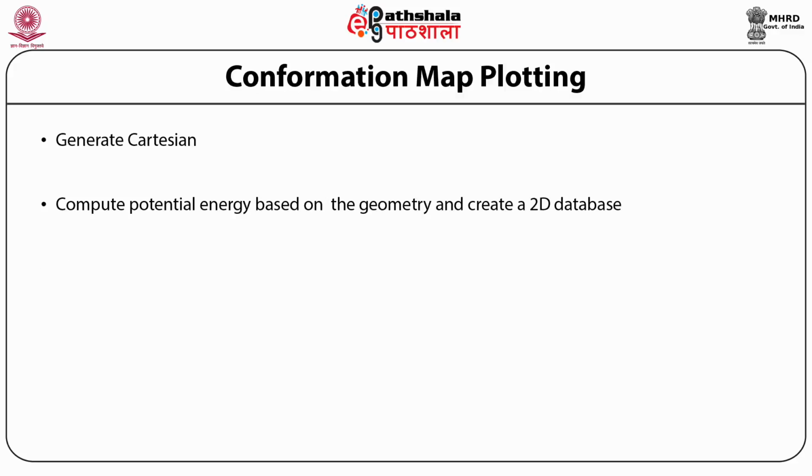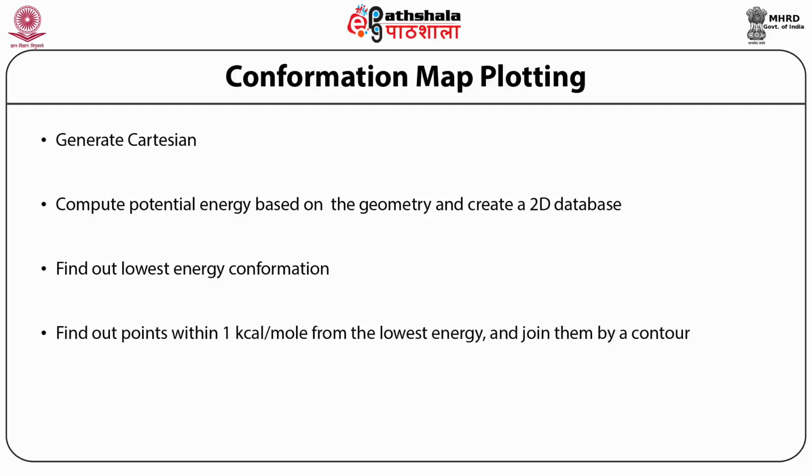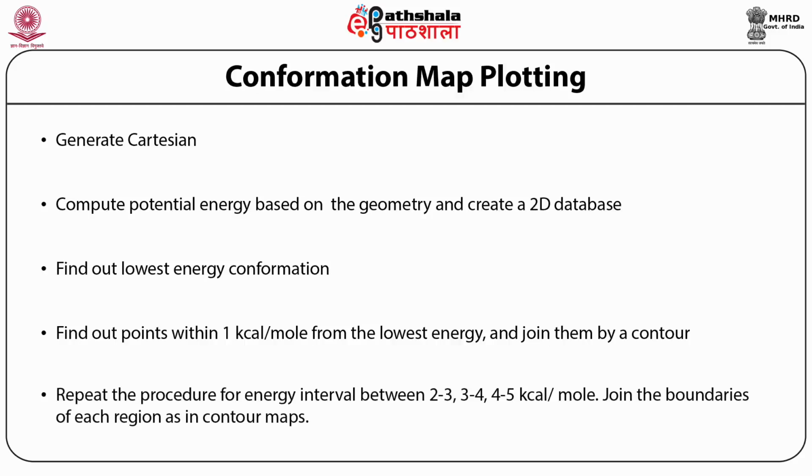Then find out the lowest energy conformation and the lowest conformation energy value. Now find out points or combinations within 1 kcal per mole from the lowest energy and join these by contours. Repeat this procedure for energy intervals between 2 to 3 kcal, 3 to 4 kcal, 4 to 5 kcal, and so on, and join the boundaries of each region as a contour map.